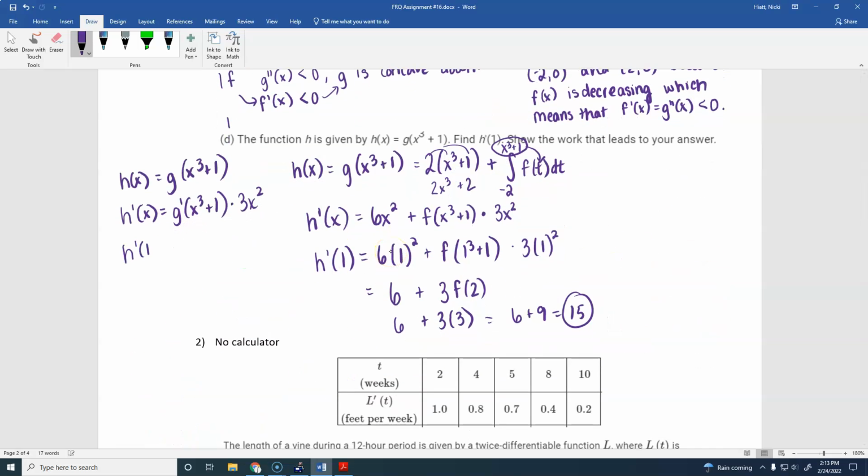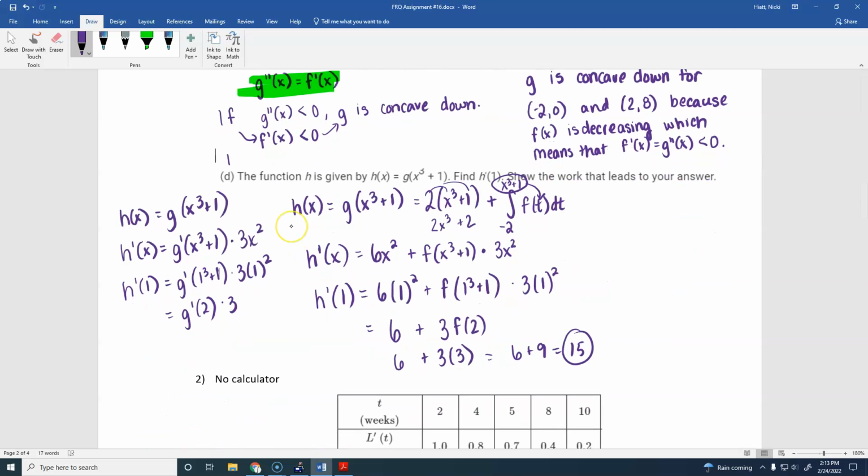So when we do it this way, it'd be g prime of 1 cubed plus 1 times 3 times 1 squared. G prime of 2 times 3. Then you get 2 plus f of 2 in parentheses, because g prime equals... Oh, that's right. G prime is 2 plus f of 2. Okay, there we go. Times 3.